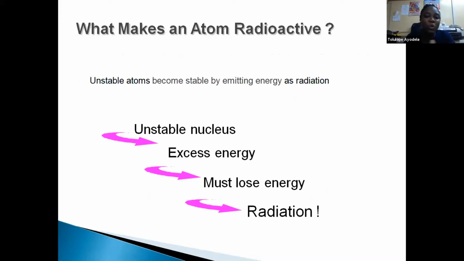So what do we mean by an atom being radioactive? We have an unstable nucleus. For an atom to be radioactive, it has to be unstable in the sense that it has an unequal number of protons and neutrons. Either the neutrons are too many or the protons are too many. And it has a lot of excess energy. So in order to rid off this energy, it loses some of this energy in the form of radiation. It could be in the form of particulate radiation or electromagnetic radiation.